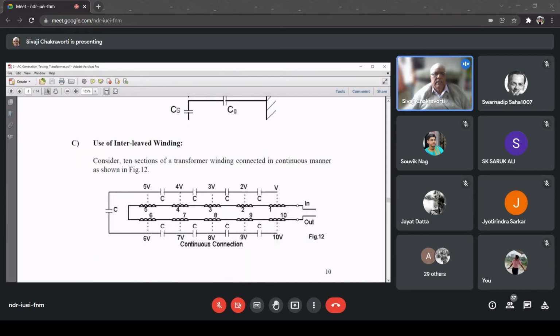A very special type of winding is there for such high voltage transformers. These are known as interleaved winding. Now the question is, what are these?